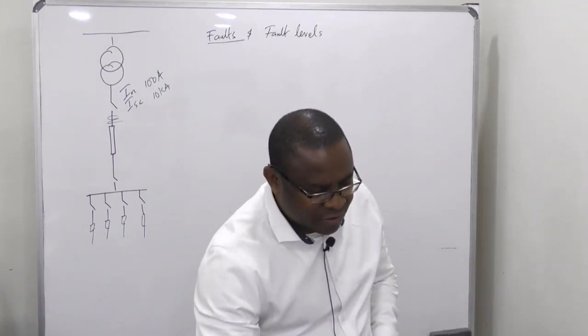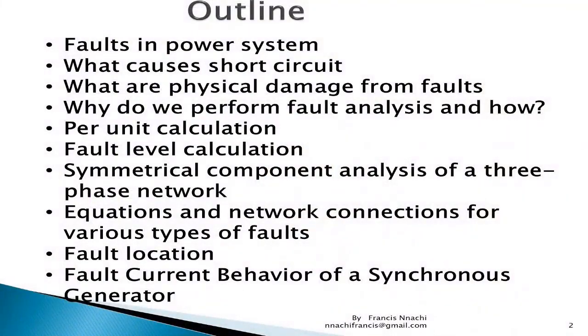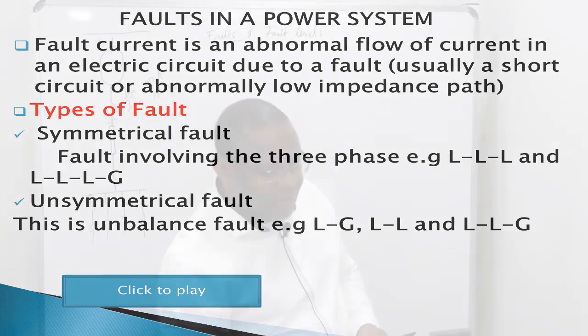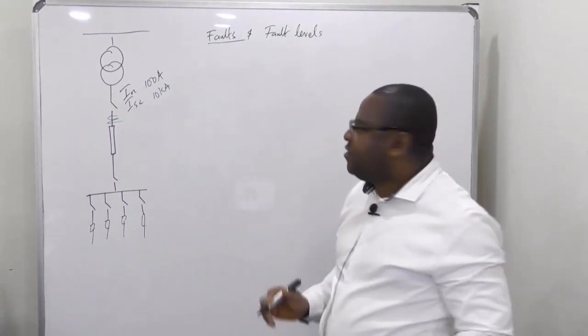Let's briefly go through this so that it will be easy. Faults, we said, is just an abnormal flow of fault current in an electric circuit due to a fault. Usually a short circuit or abnormally low impedance path. And then you can group faults into two.